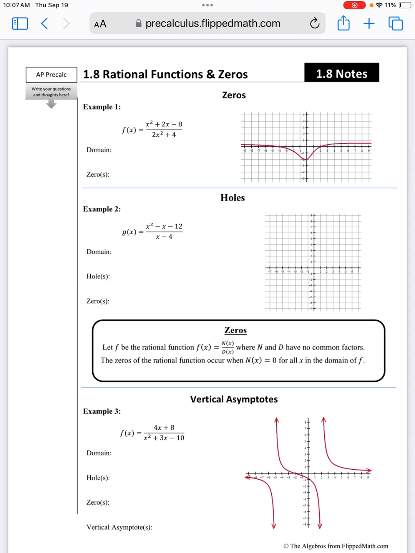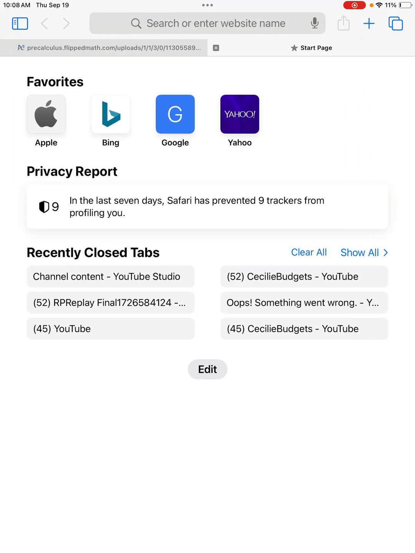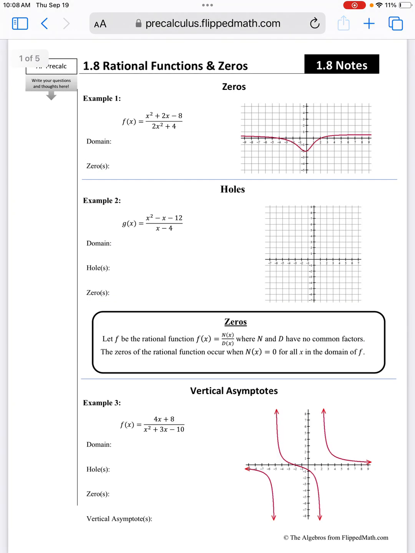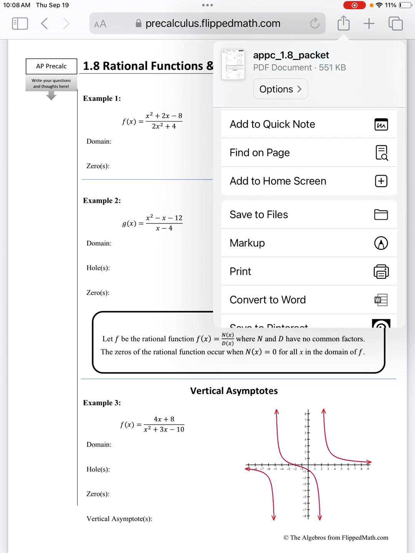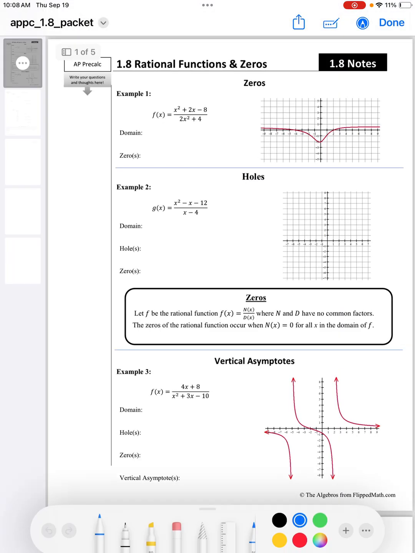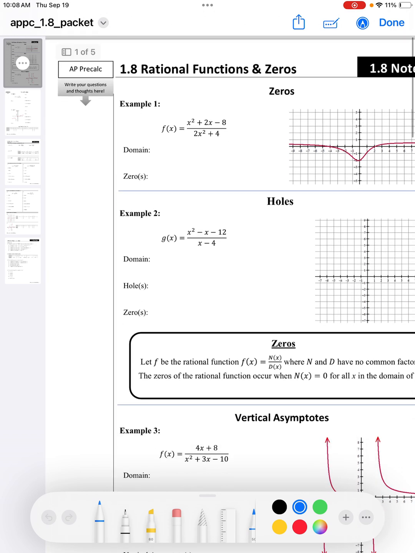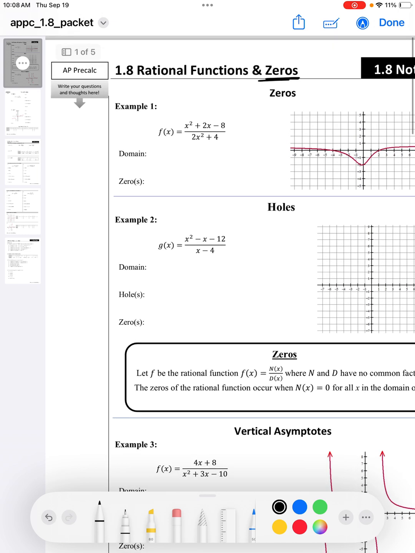All right, so I'm going to go over 1.8, which was the section I skipped, right? We went to like 1, 9, 10. And so anyways, we're going back to 8. Okay, so this section is about finding the zeros of rational functions.